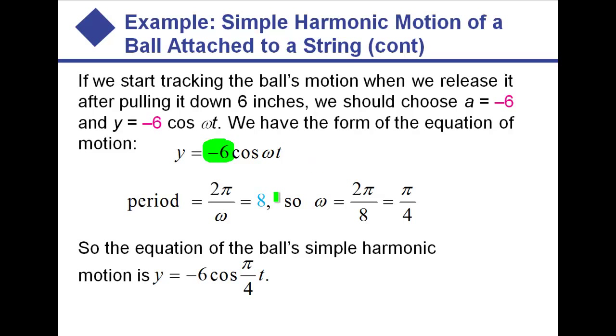Next, we have to figure out what our period is. We know that 2 pi over omega has to be our period, and it told us it repeats every 8 seconds, right? So we set it equal to 8, solve for omega, we get pi over 4, plug that back in, and there is our equation. The -6 that we got on the first step, the pi over 4 that we got on the second step, and that is the function that best models this harmonic motion. That's it, guys.